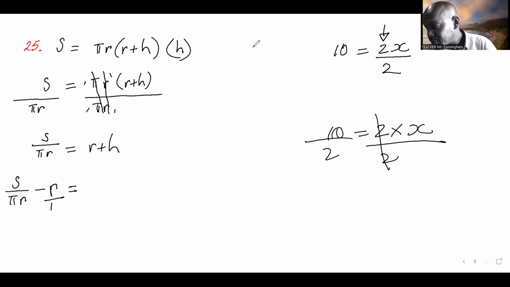S over pi. S over pi R. That's S over pi R. Oh, okay. Yeah, because remember we had to divide by pi R. Yes, sir. Right. Cool. All right, people.